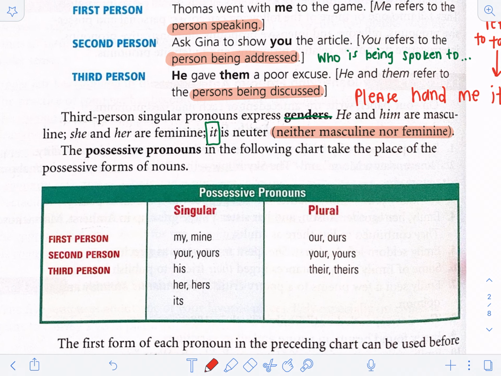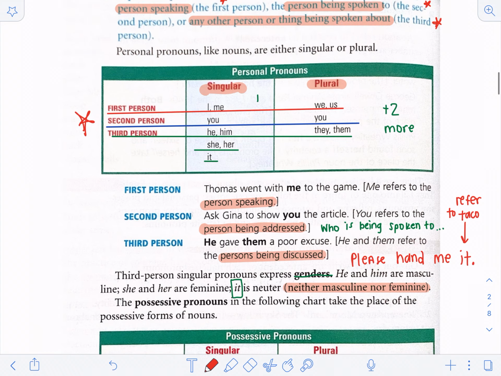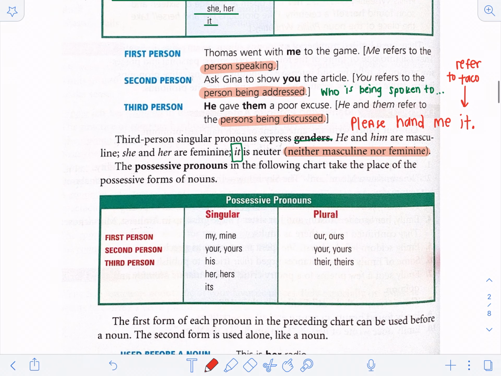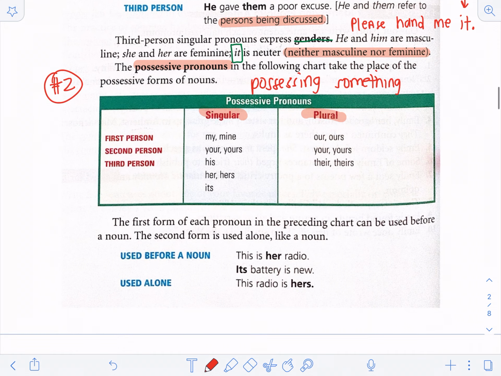So moving on to the next category, we have possessive pronouns. So up here, just write type number one, personal pronouns. Down here, we're moving into type number two, which is possessive. Okay, we have our singular and our plural. The rows run across. We have first and second person as well as third person, and this shows that someone is possessing something. Their car, your shoe, my hat, his vehicle. All of these words show ownership of something.